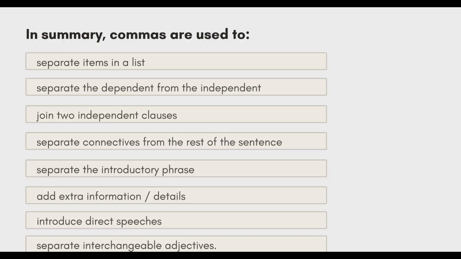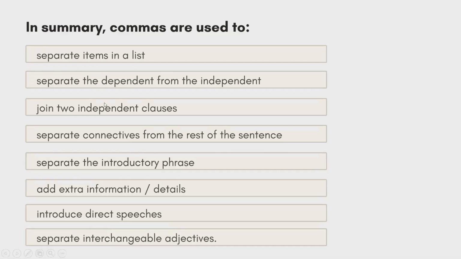Guys, that is it for this lesson. The use of commas is really essential, although it is not that difficult. There are only some techniques and some rules you need to memorize so that you will cover it. I hope this video is useful for you and have a nice time.